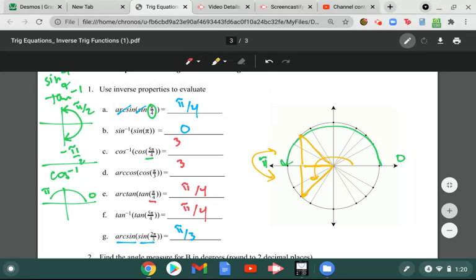3 pi fourths. Erase. Okay, the next one is pi thirds. Pi thirds lives right here. And it is within my range, so I can just cross these guys off, and I end up with pi thirds back. So these inverse properties are only straightforward if theta is within the range.